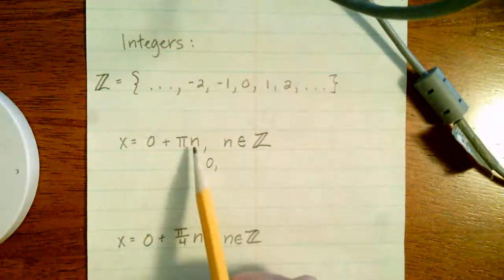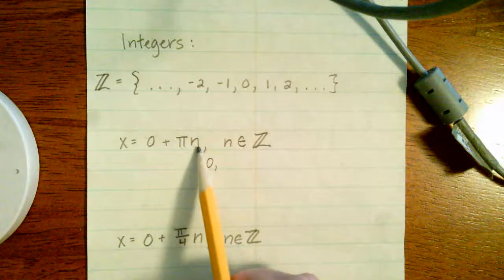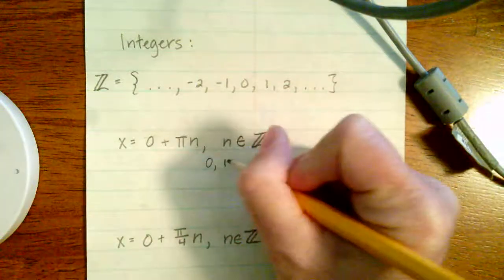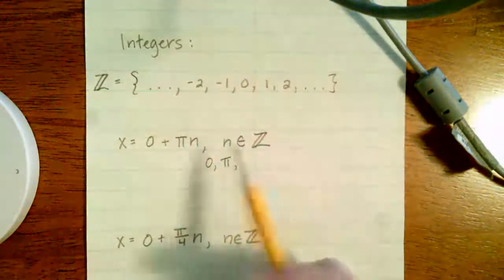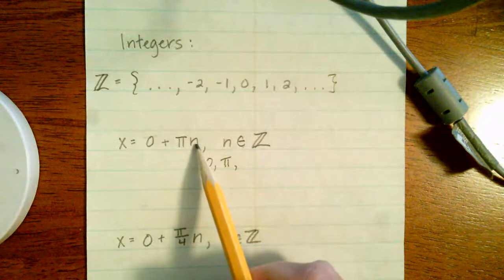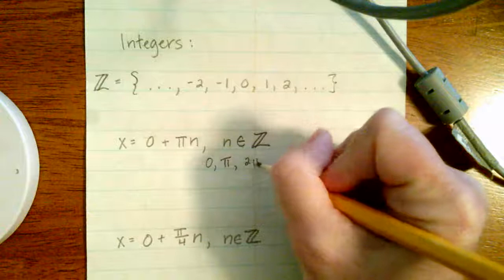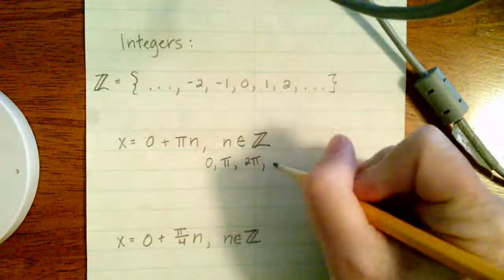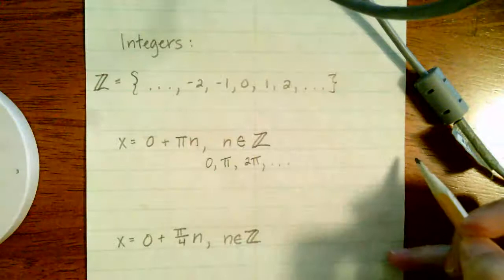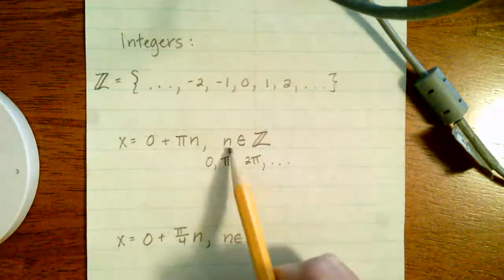Then if I let n equal 1, pi times 1 is pi, and 0 plus pi is pi. If I let n equal 2, this is going to be 2 pi. 0 plus 2 pi is 2 pi. Hopefully you can see it's going to go on: 3 pi, 4 pi, 5 pi, etc.